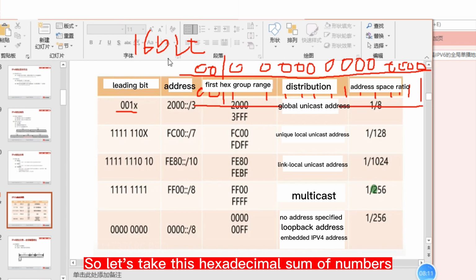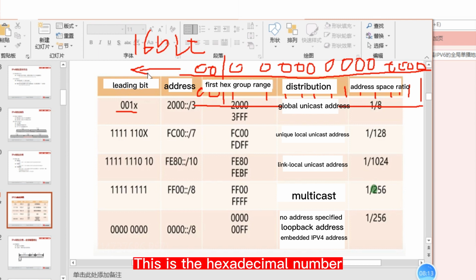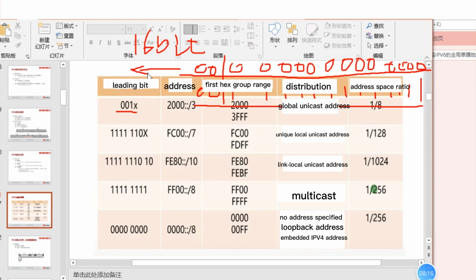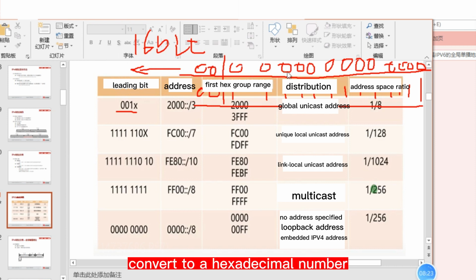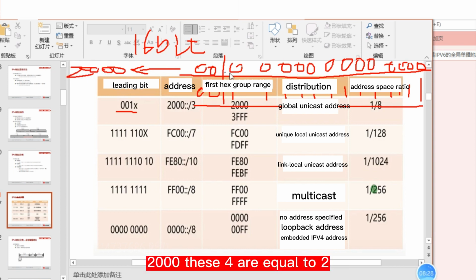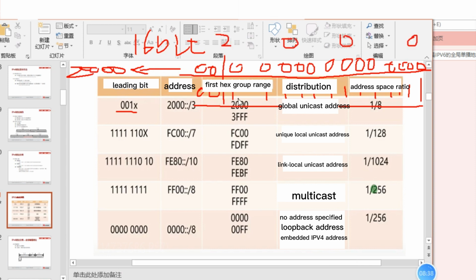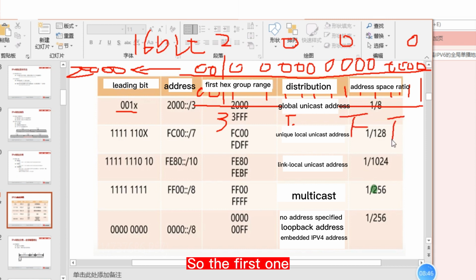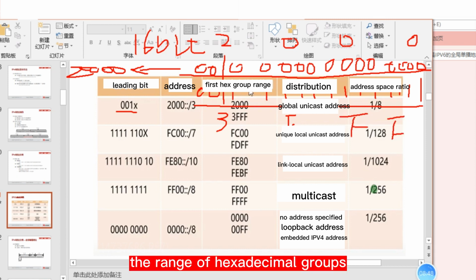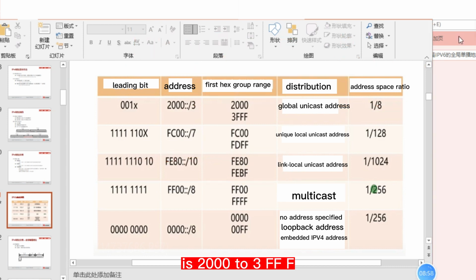So let's take this binary number and convert it to the IPv6 hexadecimal representation. The front is 2000; the leading 0010 is equal to 2. The next three digits are all equal to 0. For the maximum, the first digit is 3 and the last three are all equal to F. So the range of the first hexadecimal group is 2000 to 3FFF.